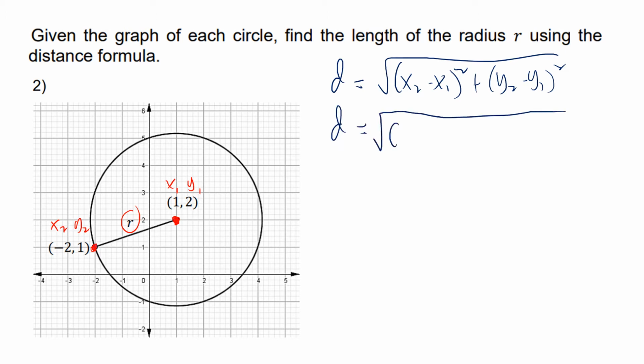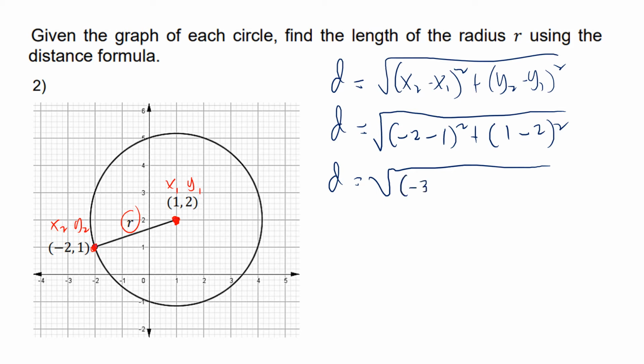So we are given x sub 2 is -2 minus x sub 1 is 1. And then you square that. Plus y sub 2 is 1 minus 2 squared. And we simplify the expression or expressions inside the parentheses. -2 minus 1 is -3 squared. Plus 1 minus 2 is actually -1 with a square.